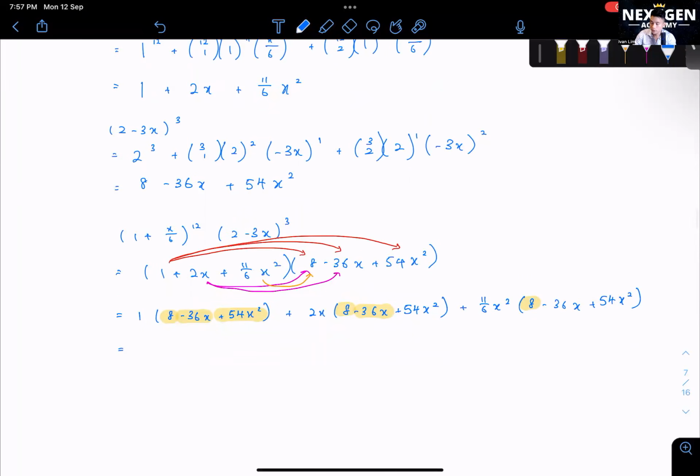So I cross multiply it, I will get 8 minus 36x plus 54x squared plus 16x minus 72x squared plus 44 over 3x squared. I'm only multiplying the ones that I highlighted over here. Everyone understand why I am just doing that one? Don't go and do extra work. Do extra work, you confuse yourself, and then you won't get extra marks also.